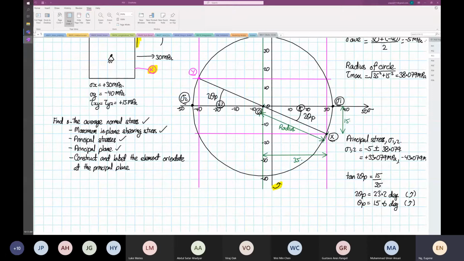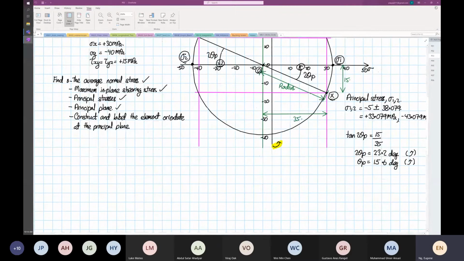So next, we're going to construct and label the element. What I'm trying to achieve here is this: we know how to get from element to Mohr circle. So the next thing is, can we extract from Mohr circle to element? Which you can. I'm going to show you how. That's what we are going to do now, construct the element. So first of all, you draw the original axis. This is the original axis I'm drawing now.